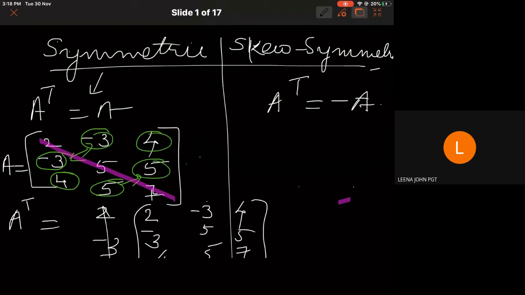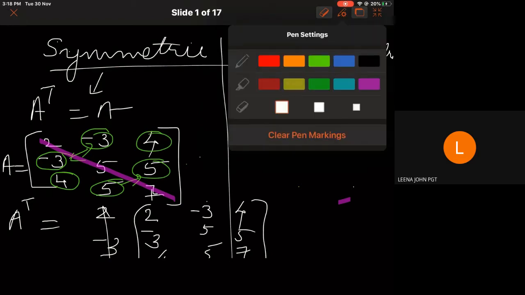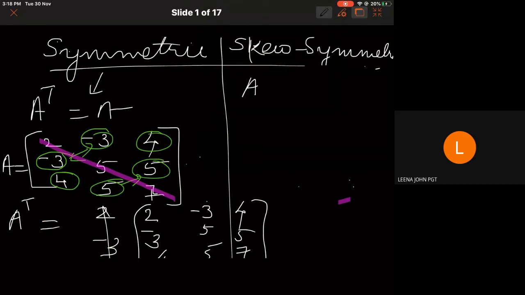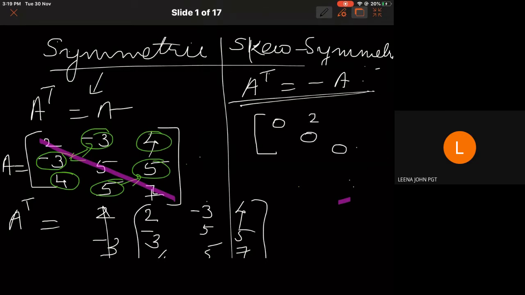Okay, the next comes the skew symmetric matrix. A skew symmetric matrix is a matrix whose definition is given as A transpose equals minus A. And for any skew symmetric matrix, the diagonal elements are 0.